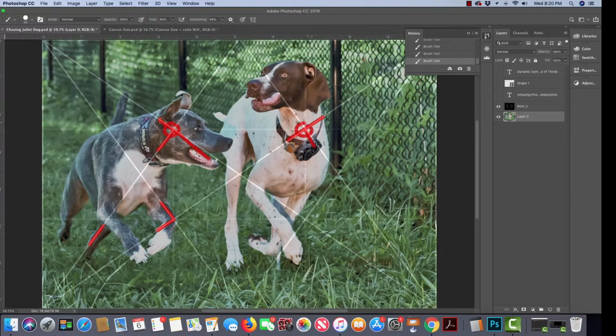Now, gazing direction, where the subject is looking. So we see that the gray dog, his eye is right on this line that goes directly to Juliet dog. And Juliet's gazing direction is looking straight at the camera, looking right at you, the viewer.